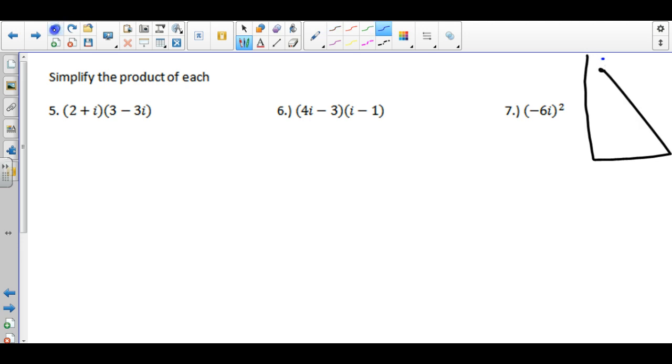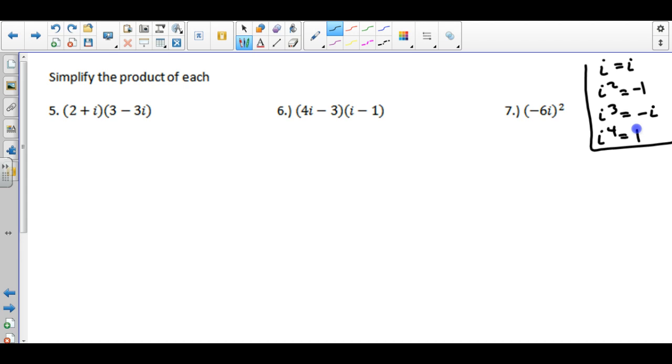Let's try that again. i squared is -1. i to the third power we called -i. And then i to the fourth is 1.